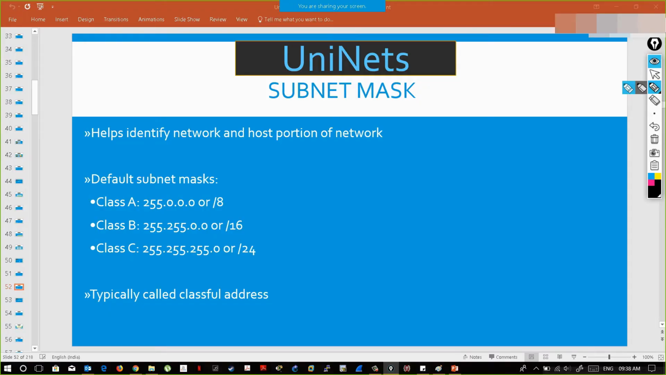Whenever you're configuring an IP in a PC, you will not give only an IP. Along with the IP, you will be configuring a subnet mask. Okay, subnet mask. What is subnet mask? Subnet mask helps identify the network and host portion of the network.